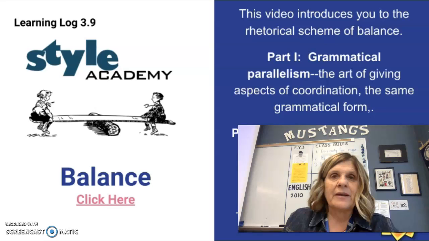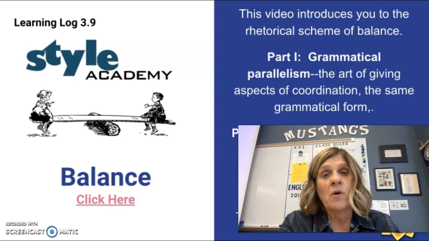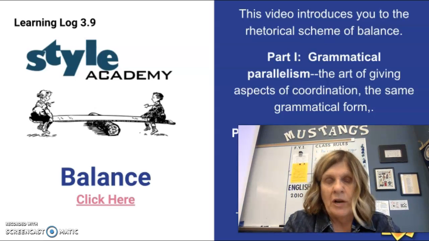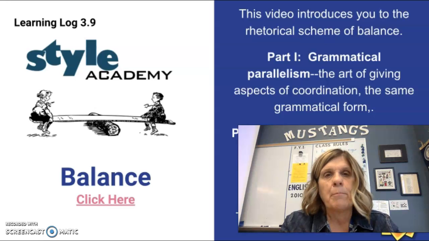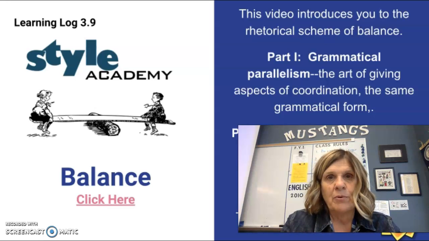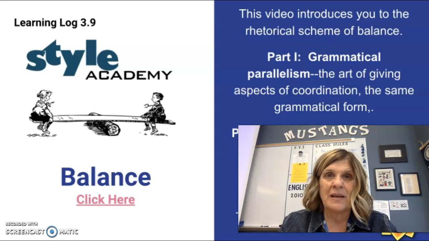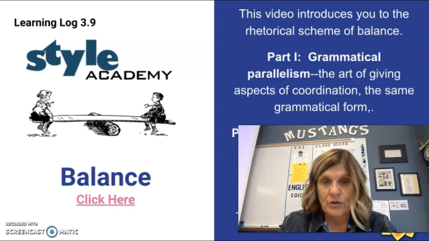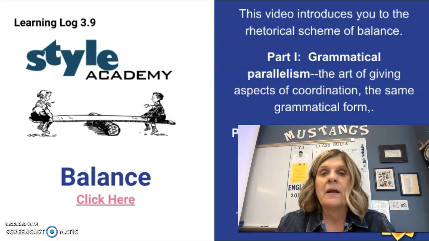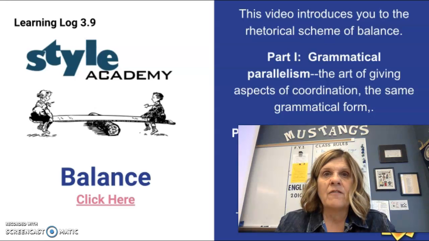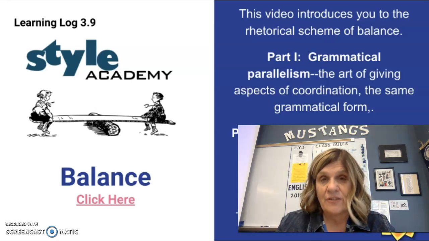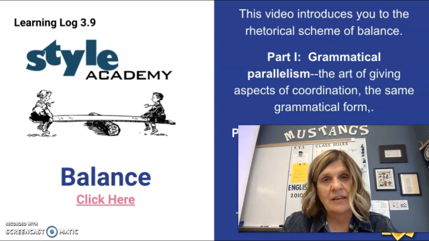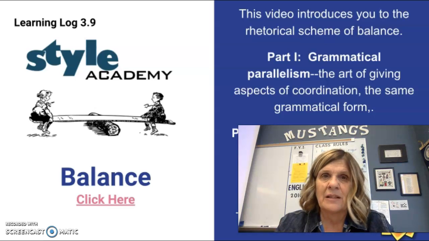I skipped that one because you've probably had this lesson before. But anytime you have coordinating conjunctions like and, but, or so, whatever you put on both sides of them needs to be the same grammatical construction. For example, if around the word and you have two names, and one is just a first name and the second one is a first and last, it's not parallel. So you need to make them the same.